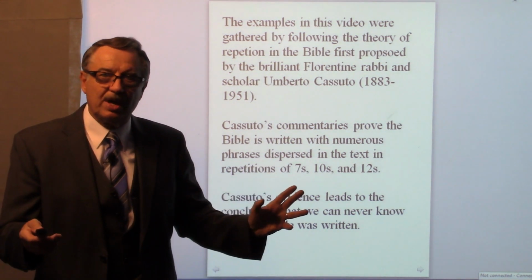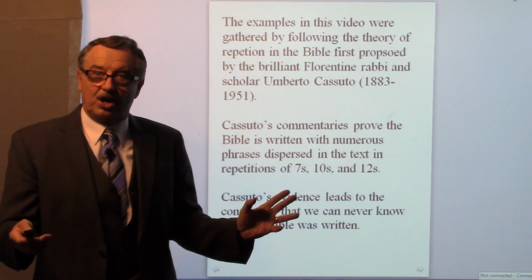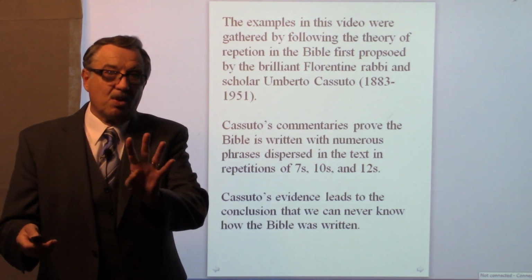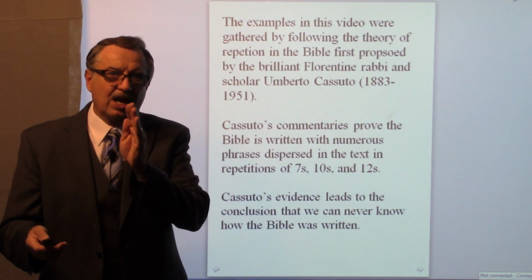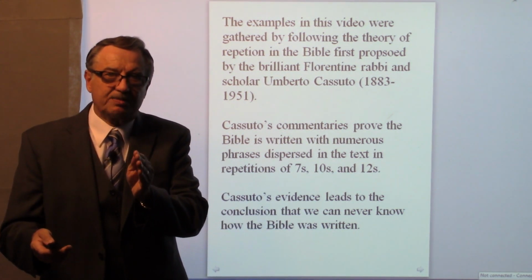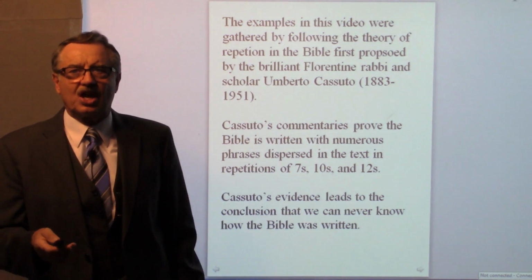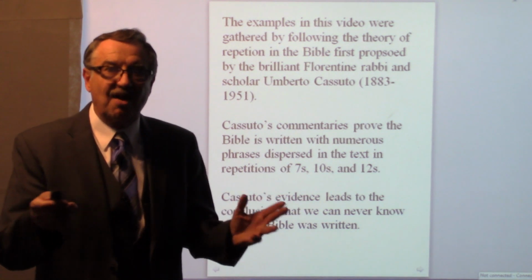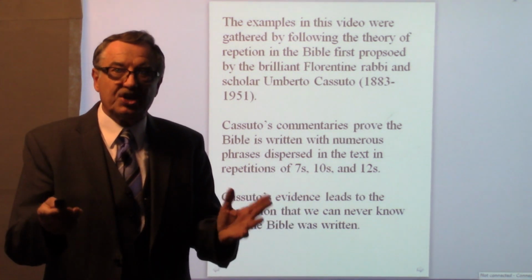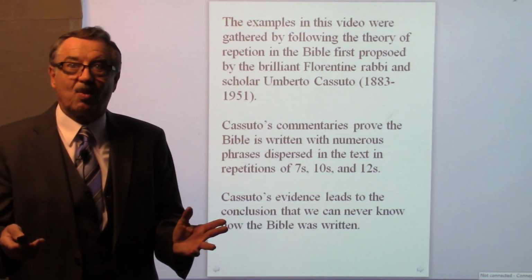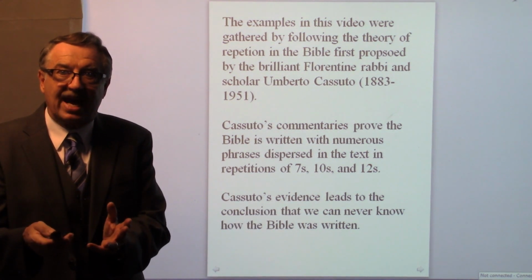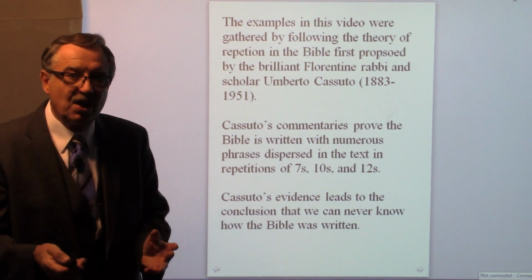He didn't have a computer. He couldn't go as far as we're going to go today. He proposed a theory which appears to be exactly correct, especially when it keeps producing more data. Cassuto's evidence leads to the conclusion that we can really never know how the Bible was assembled, other than we do have the original text, and we know this because we have the original meter in the text.